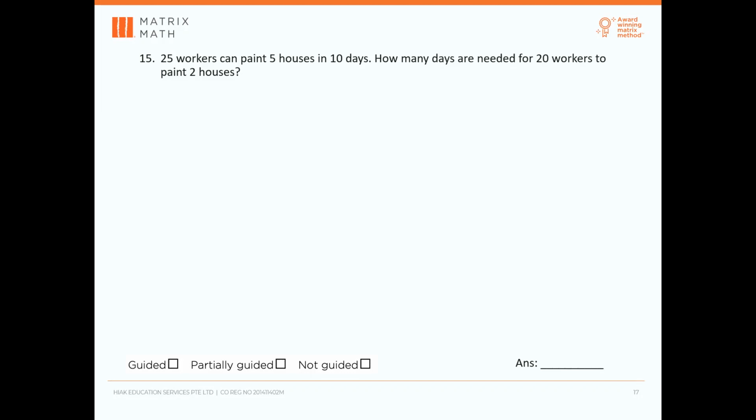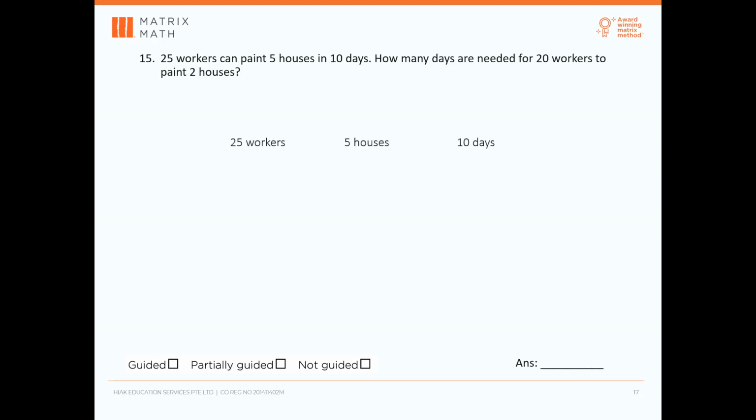There's usually 3 variables presented in a question. So for this question, it'll be the number of workers, the amount of work done, which is the number of houses, and the time taken, which is the number of days. So what we want to do is to put them into 3 columns first. So we have 25 workers, 5 houses, and 10 days.